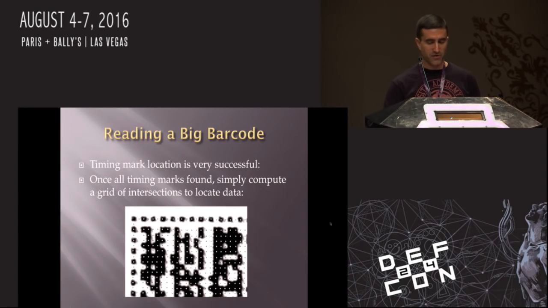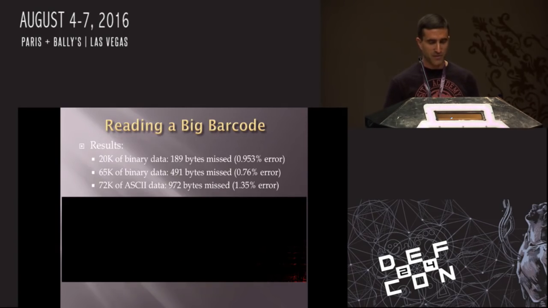This guy here matched all the way to the right makes a straight line. And I just calculate the intersections, and at the intersection of each one is a data pixel. And I pick the data off that pixel, and I decide whether it's an on bit or an off bit. And it works fairly well. I do get some errors. I didn't expect it to be perfect.